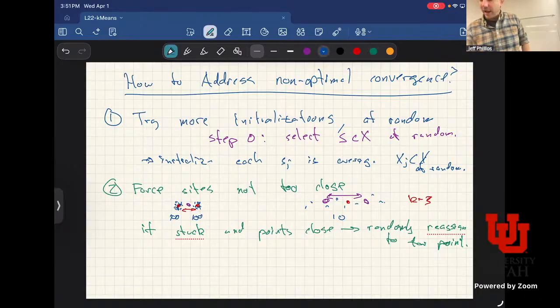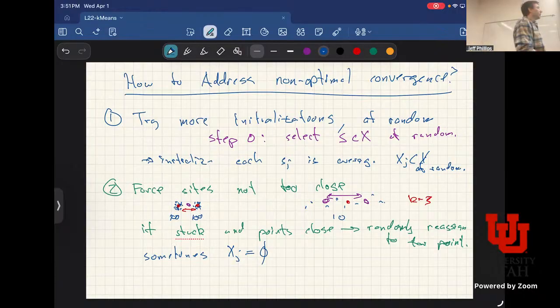Something even weirder can happen. Sometimes X_j will be equal to the empty set. So I might have a site that has no points assigned to it. Okay, so it can get moved to the average of 2 clusters, but then those clusters get absorbed by something else. And then that point's not assigned any points. Well, then I would also randomly reassign this point. Okay, so this is kind of less common to do now because of configurations like this.